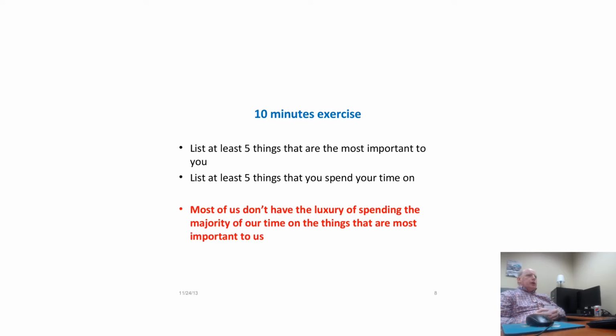This is a cute little exercise you can do in 10 minutes. List at least 5 things that are most important to you. And then list at least 5 things that you spend your time on and see if they correlate. How many of the things in one list are also in the other list? Most of us don't have the luxury of spending the majority of our time on the things that are most important to us.